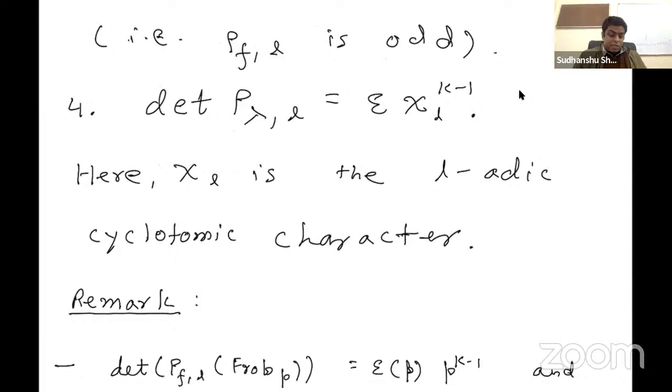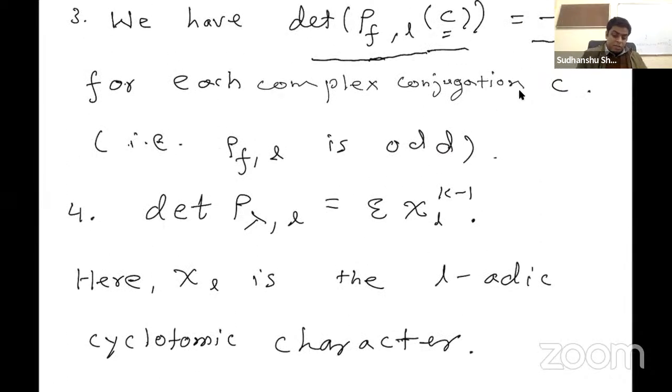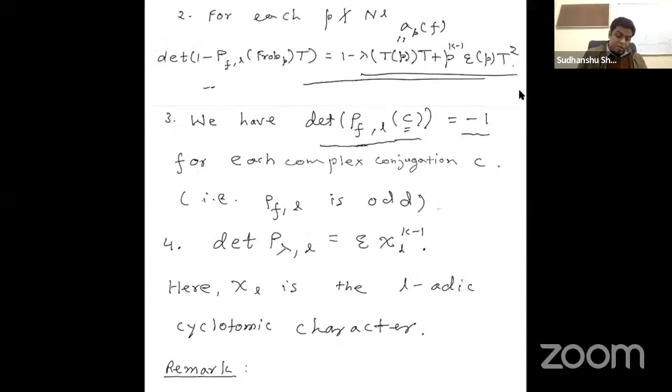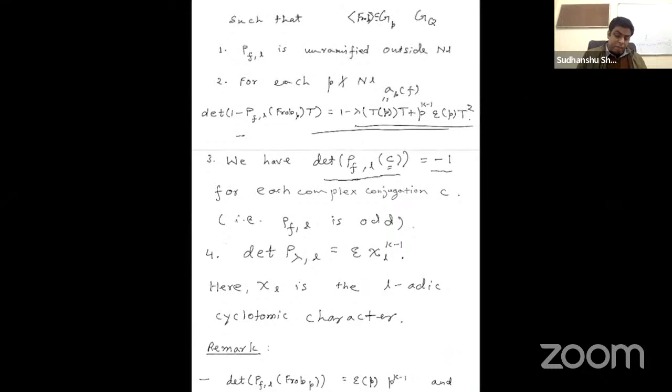Okay, so now, maybe I'll just make this slide smaller so that you can see all the properties at a time. This is the main theorem of the talk. I guess it's better to have a look at all the properties. These are additional things which I had written, so I'll just remove them so that there is no confusion.